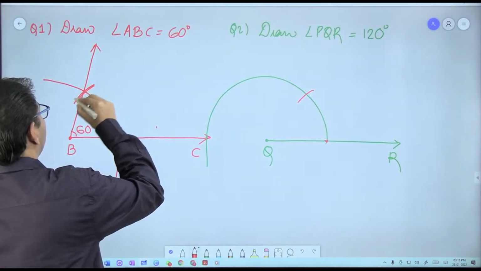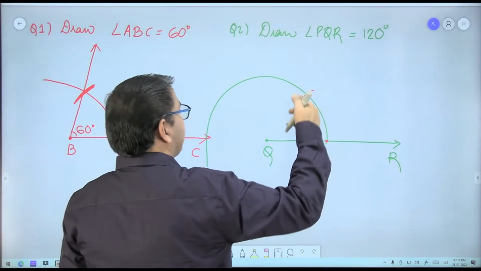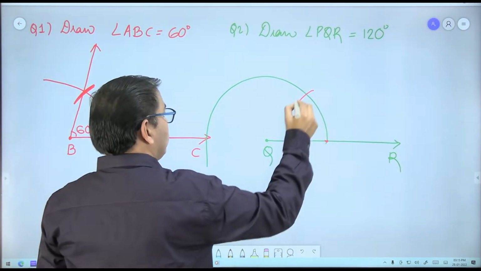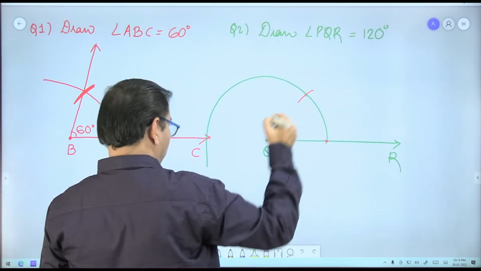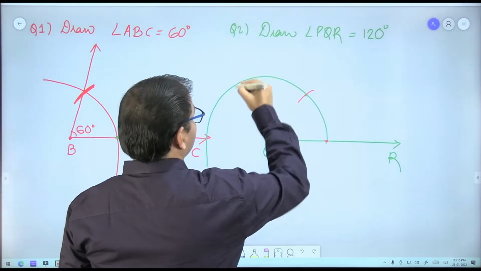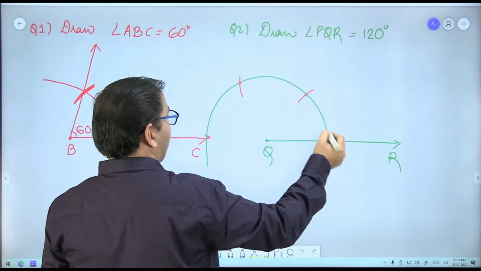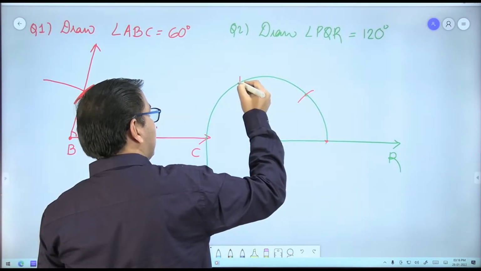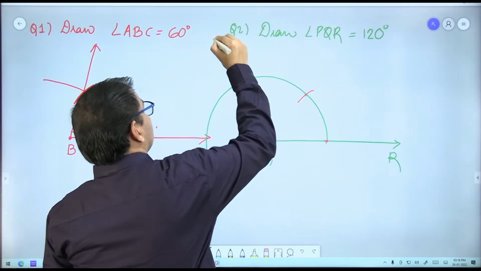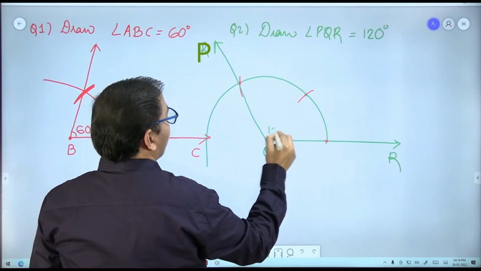Sir, we have already done this. This arc was for 60 degree. Am I right? When you take one more arc, now you will shift your pointer to the new point which you have got, and you will draw one more arc. This is for 120 degree. This was 60 degree, this is another 60. 60 plus 60 is 120 degree. So when you draw a ray passing through these 2 points, this angle is 120 degree.